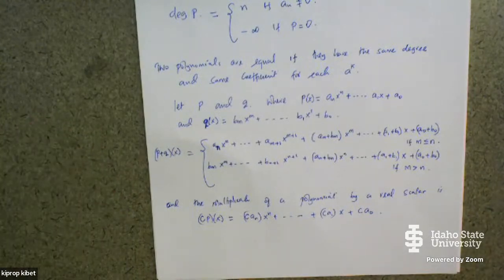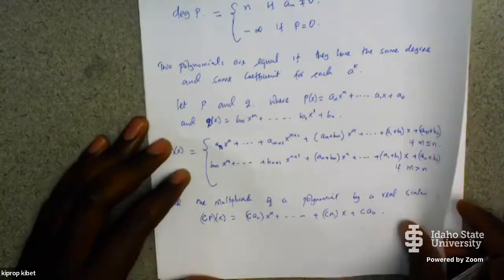In this case, the polynomials also form a vector space. So they satisfy the 8 axioms that we already stated. So let's look at an example. Example number 3.